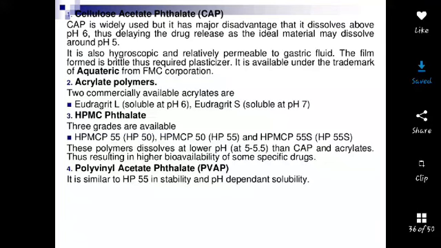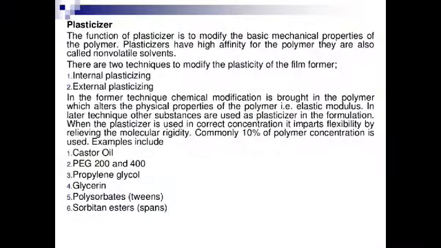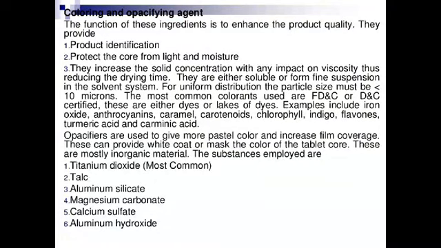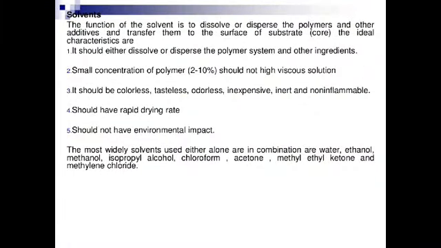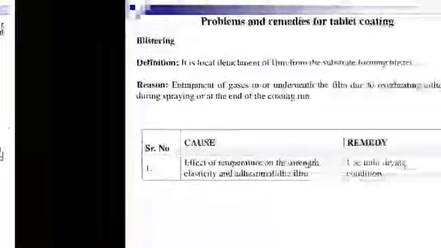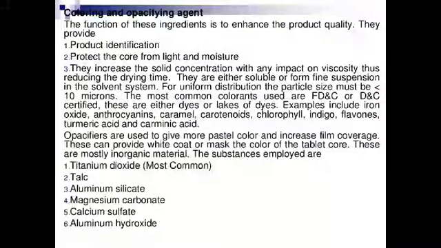So all the acrylate polymers and phthalate polymers are enteric coating materials, along with which you need to have plasticizers like PEG, propylene glycol, glycerin, polysorbate, and castor oil. An opacifying agent most commonly used is titanium dioxide. You can also use aluminum hydroxide, talc, aluminum silicate, magnesium carbonate. Then solvents should be easily water soluble and also should be easily dryable.